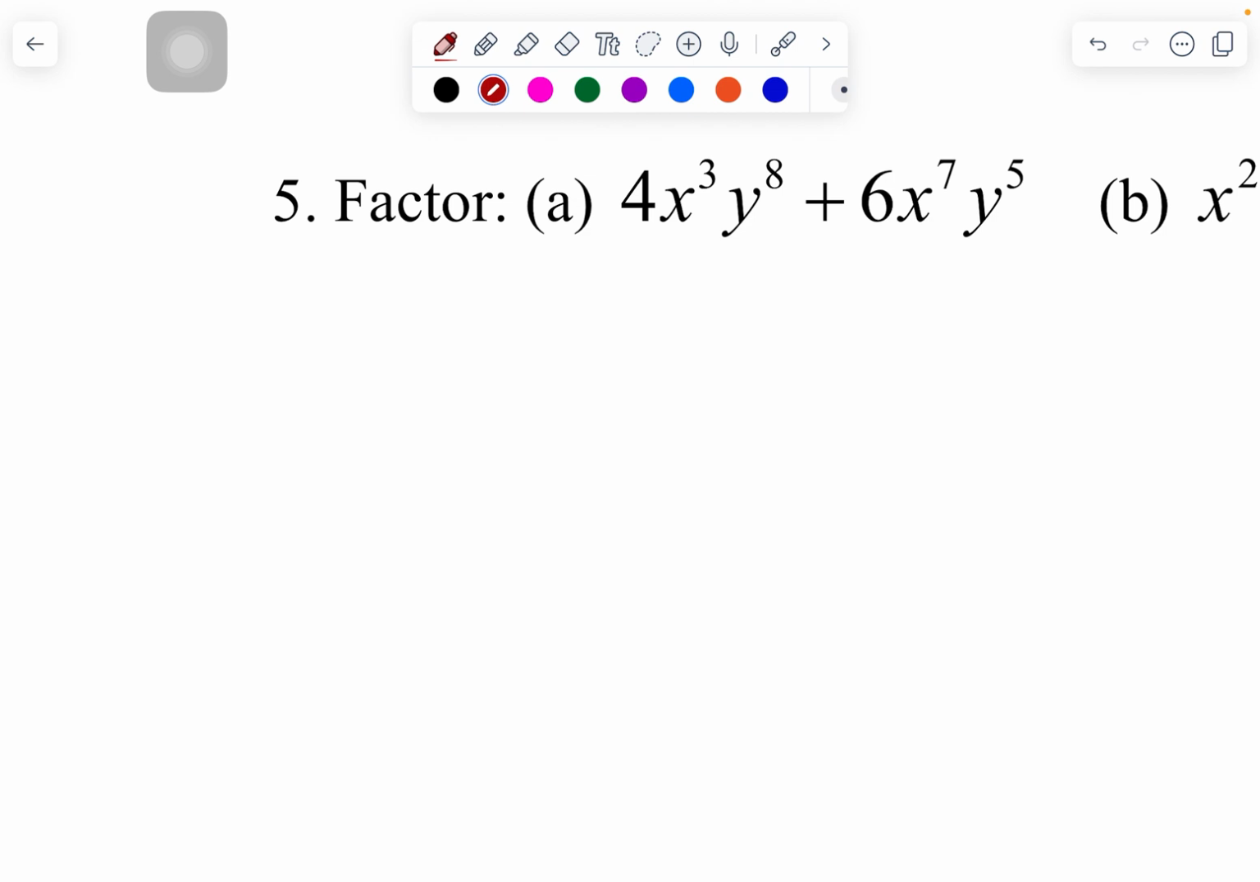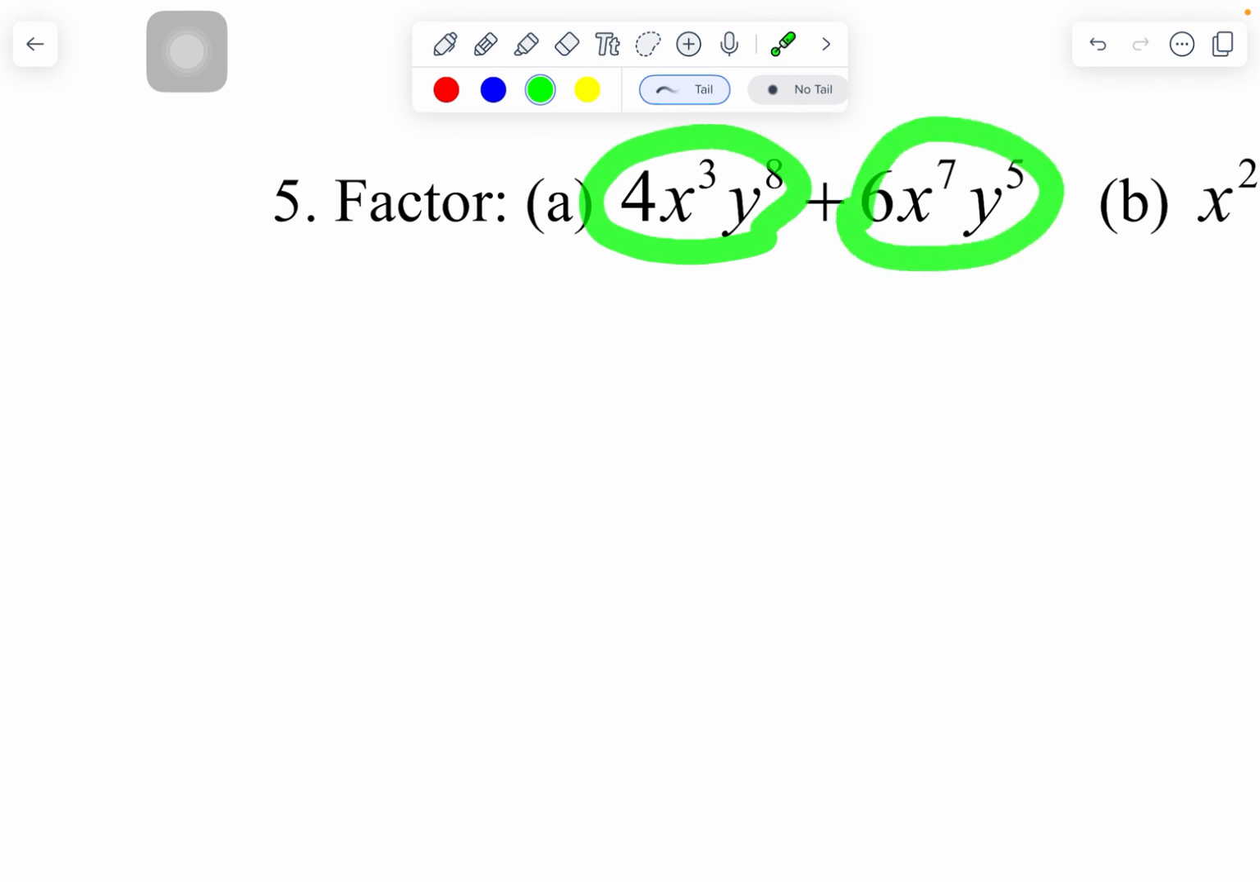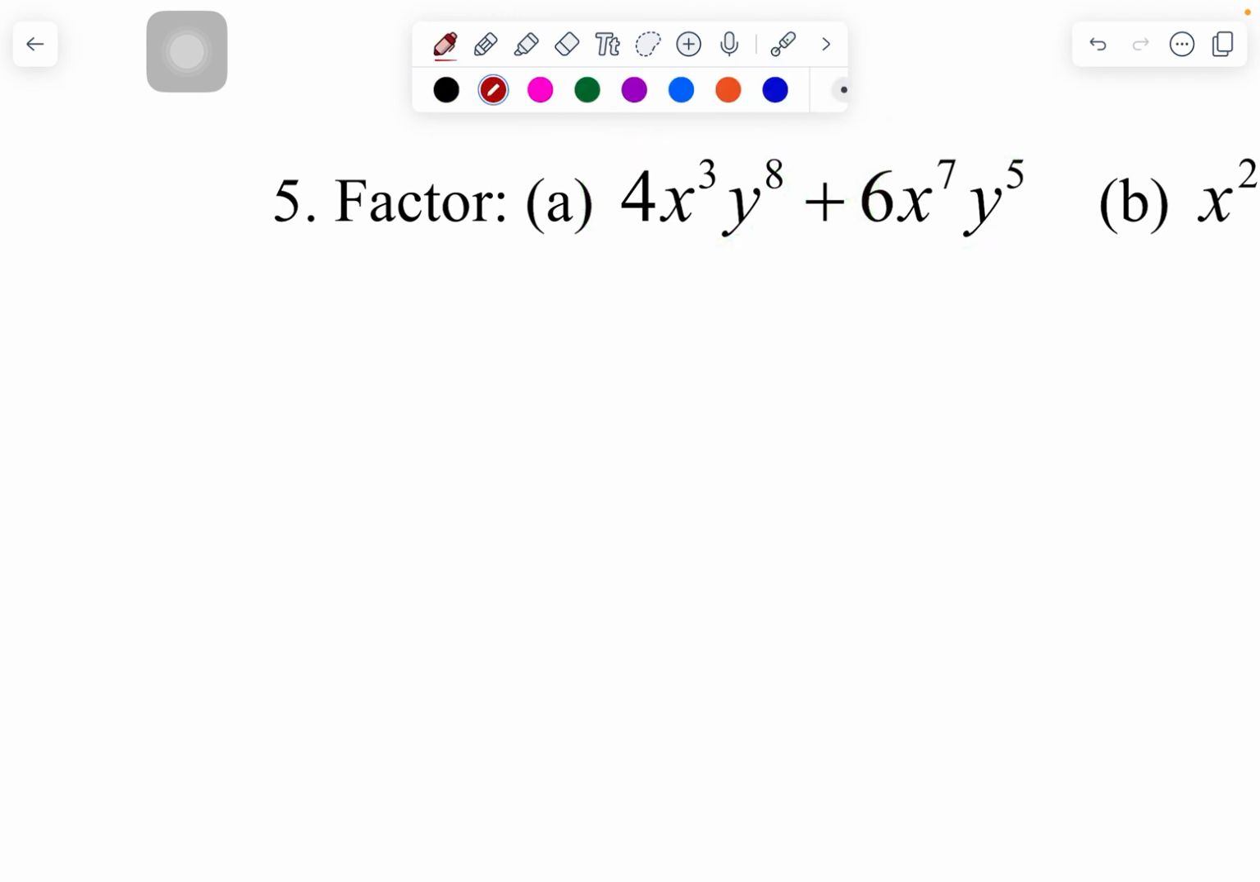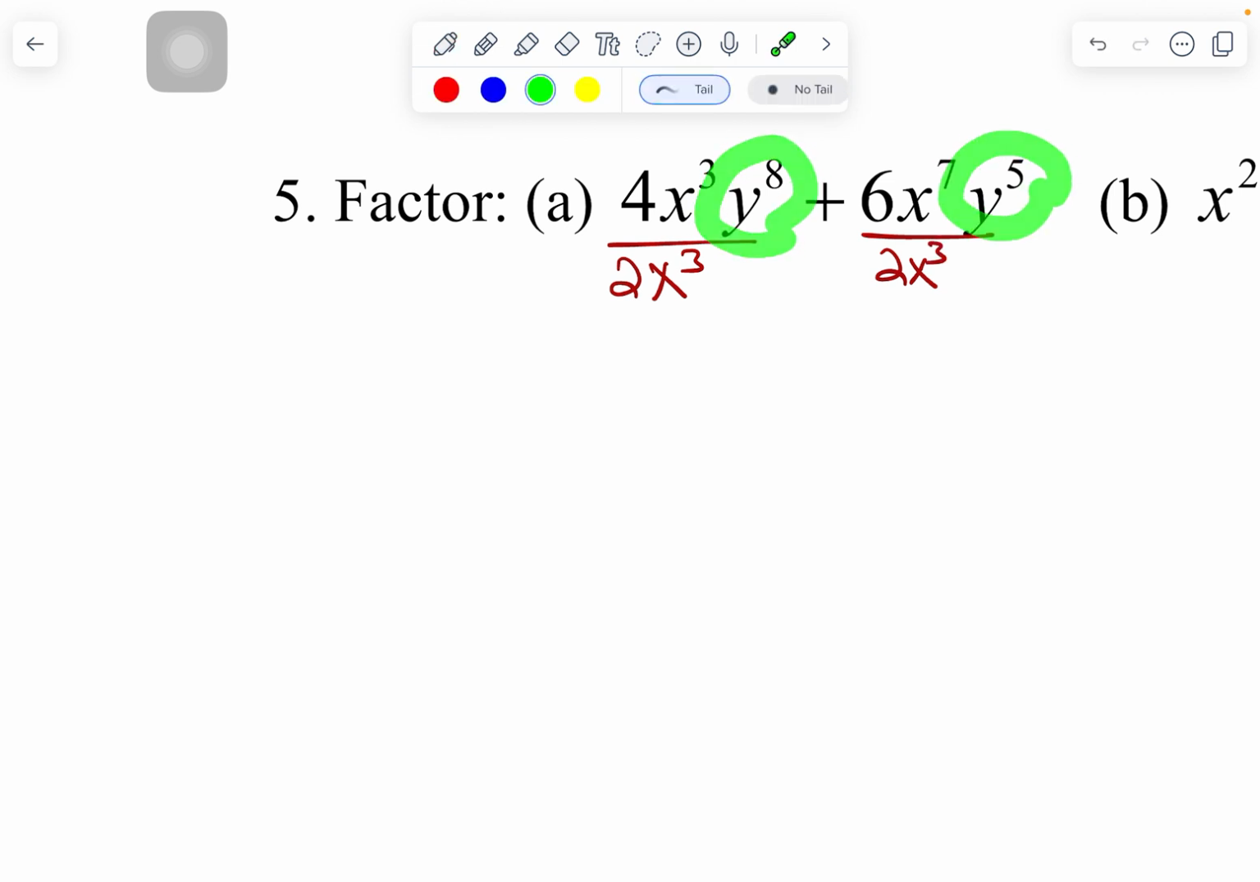The first thing I'm always going to ask you guys to do is to look to see if you have a GCF. And when I look at these two terms, yes, I have a GCF. So I'm going to show what I am factoring out. For 4 and 6, I can factor out a 2. For x to the third and x to the seventh, I can factor out the x to the third. It's the lower amount of x's. And I can do the same thing for the y's. Y to the eighth and y to the fifth. I'm going to factor out a y to the fifth.